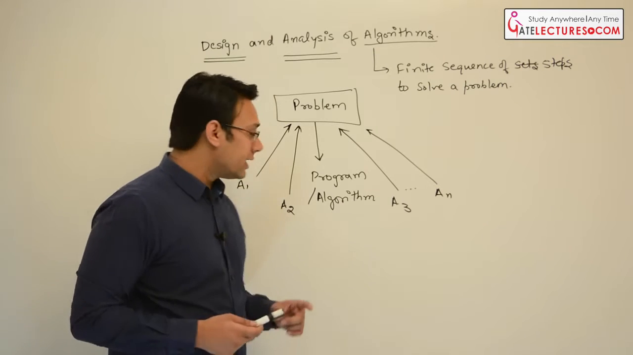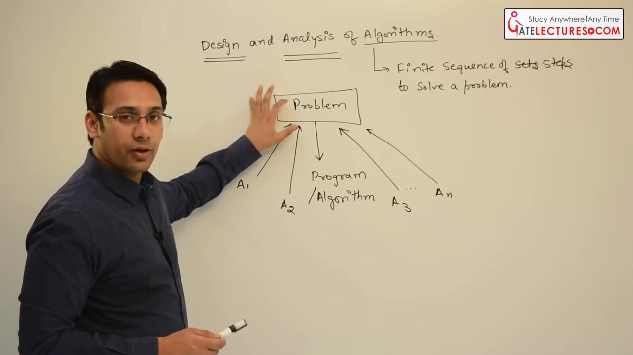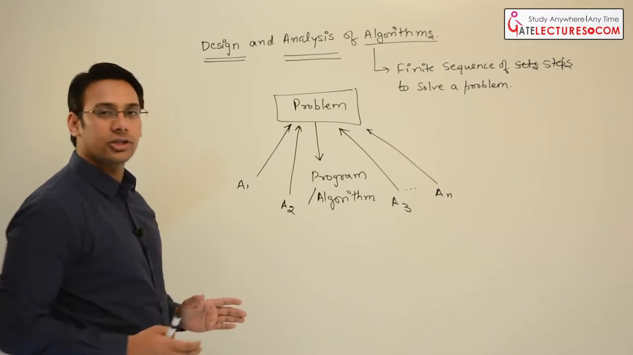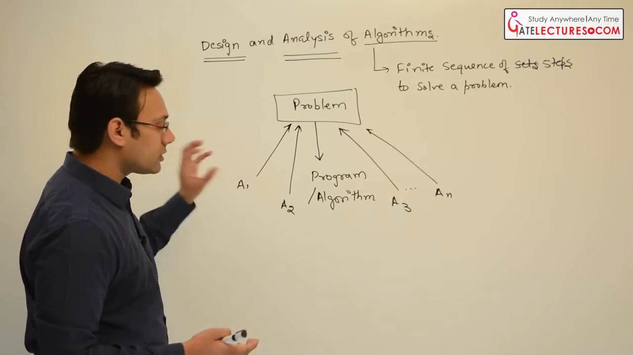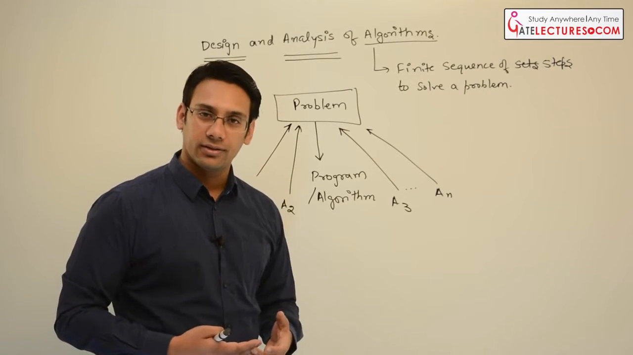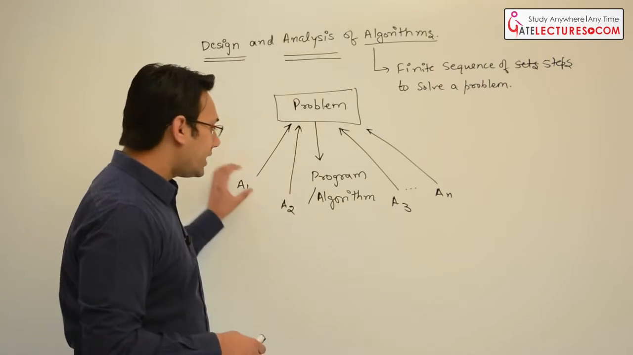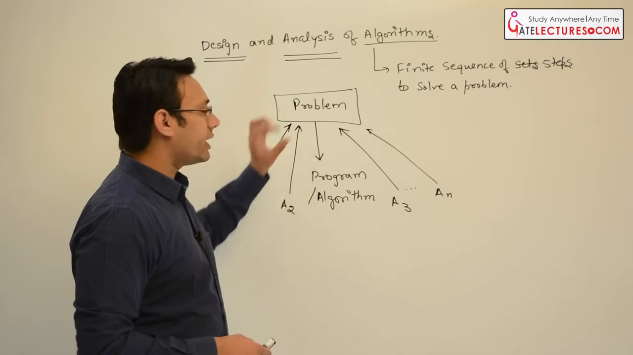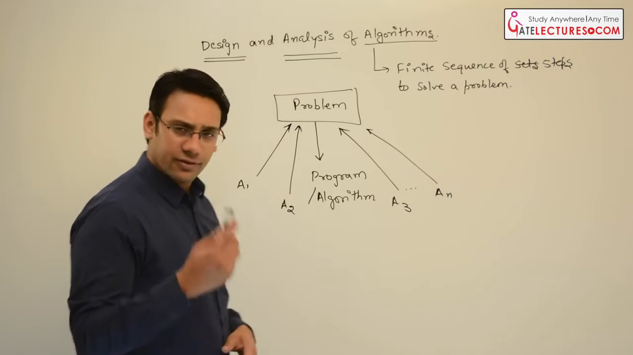Let us say we have algorithm A1 and algorithm A2 to solve the problem. Out of these two algorithms, which one is better and which one is going to solve this problem more effectively? So we may have different kinds of criteria by which we are going to analyze these algorithms.